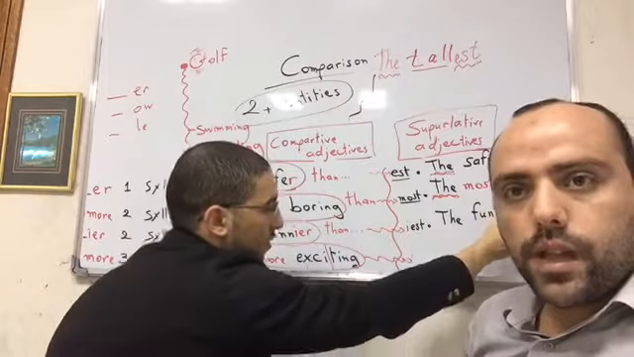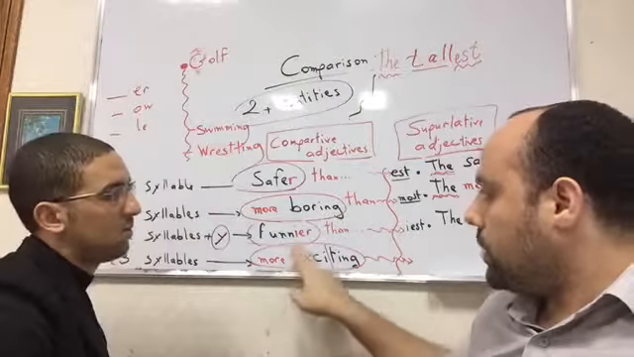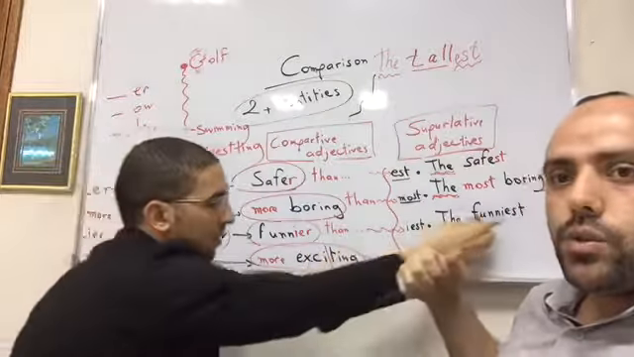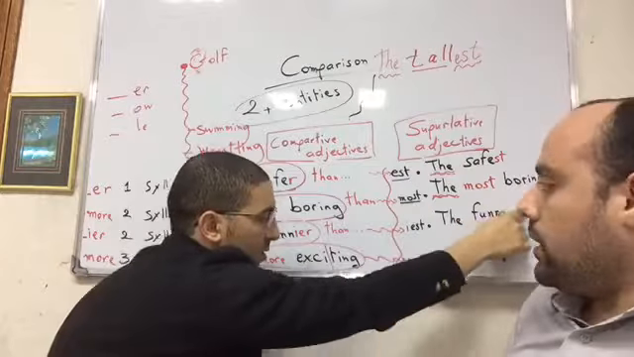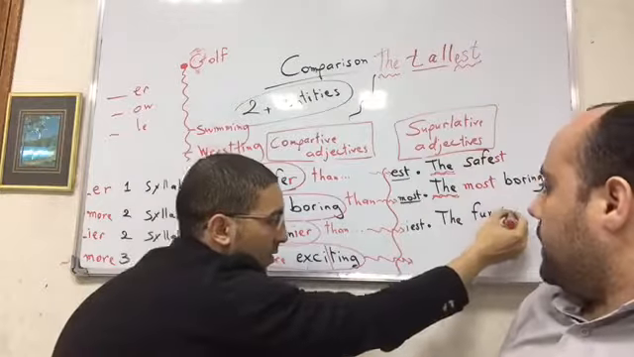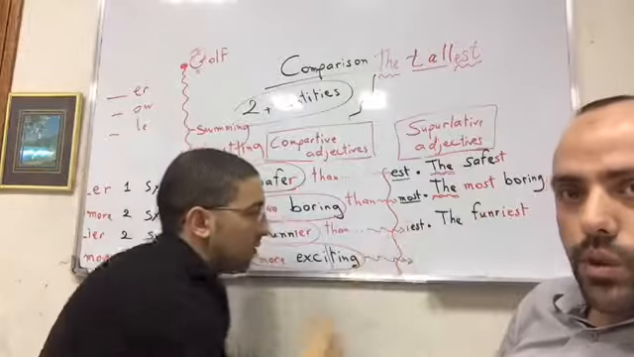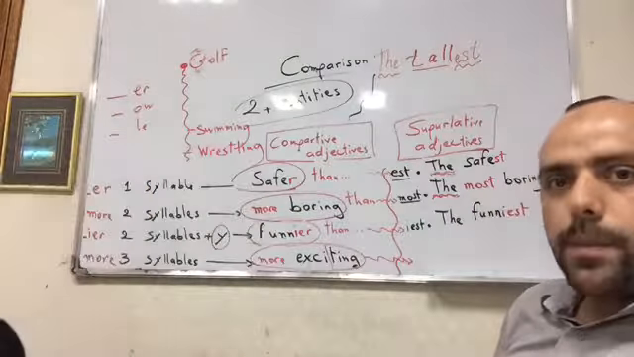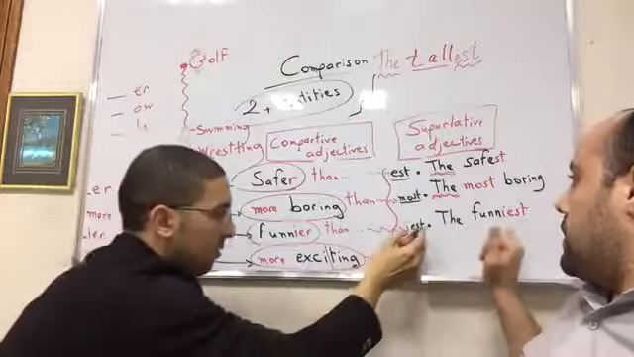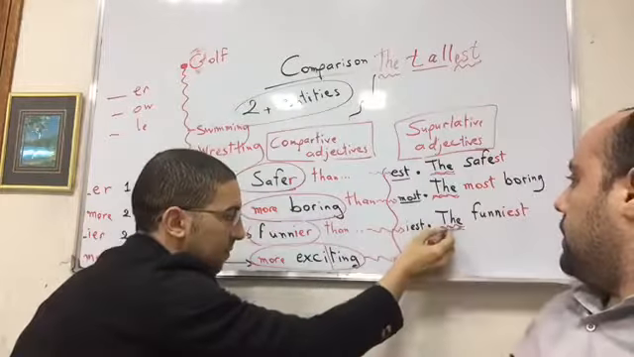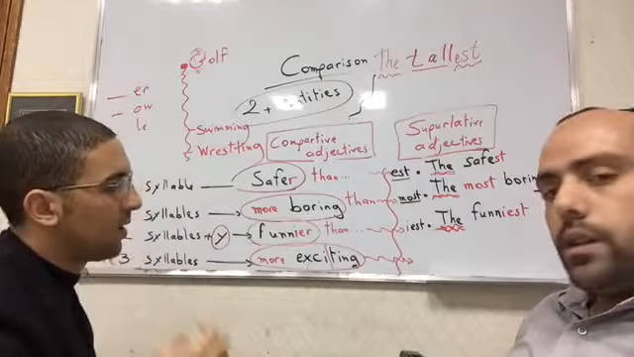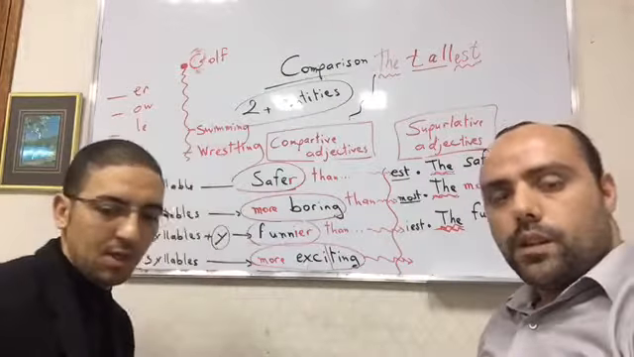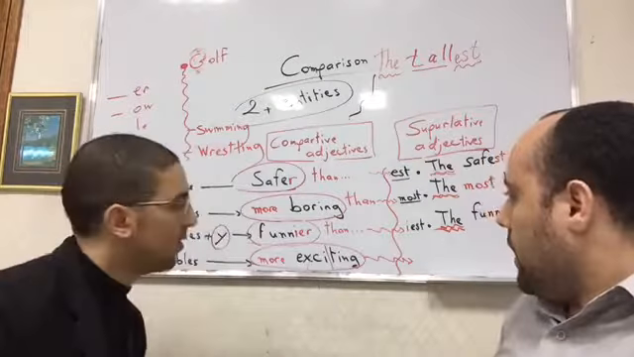The word funny is an adjective. So you're just going to delete the letter Y at the end, and you're going to add an IST at the end. And before it, of course, remember to put the. So it is going to be the funniest. For example, Mr. Bean is the funniest actor I've ever seen. Yeah, I can say so. Very good.